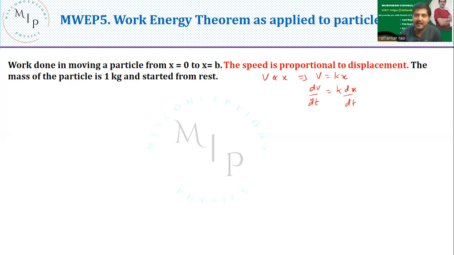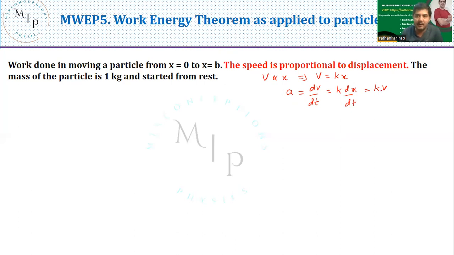So dv by dt is nothing but your acceleration. Acceleration is equal to k times dx by dt. What is dx by dt? Velocity. So I can now write this as k times v. Thus you see acceleration is not a constant. The acceleration is proportional to velocity. When velocity changes, then definitely acceleration will also change. That's what we have come to know.